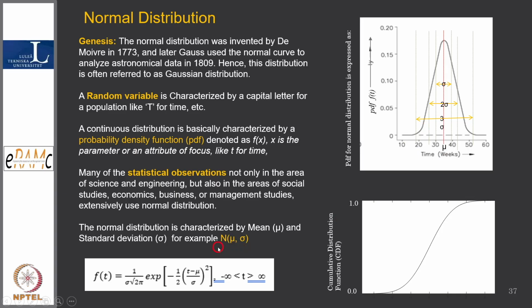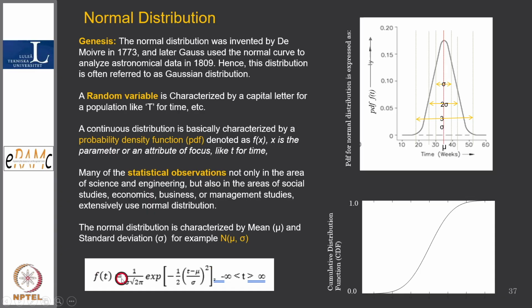So, it is written like N(mu, sigma), and what you have on the y-axis is the probability density function. It is written as f(t), and its model is written like this: 1 upon sigma into square root of 2 pi, exponential minus 1 by 2 ((t minus mu) upon sigma) squared, where sigma is a way of representing the spread.